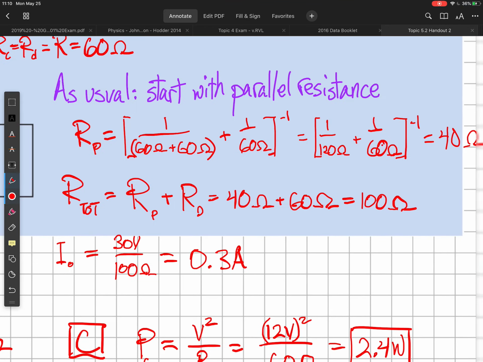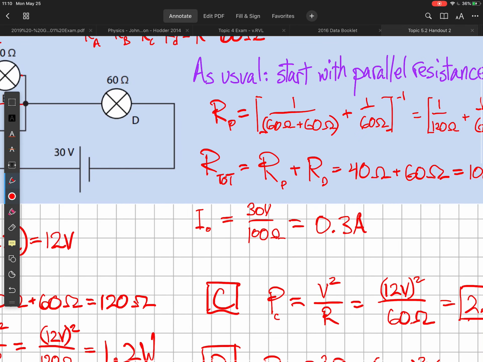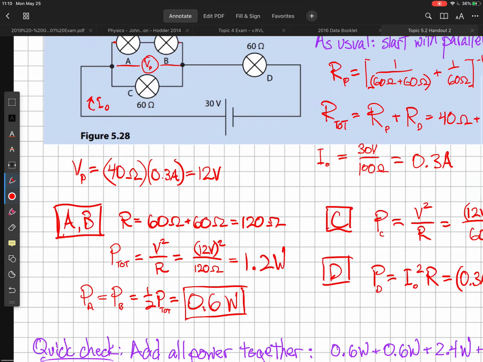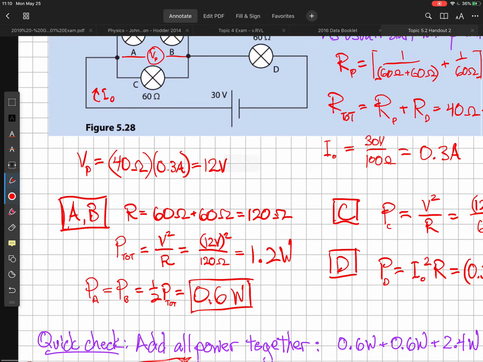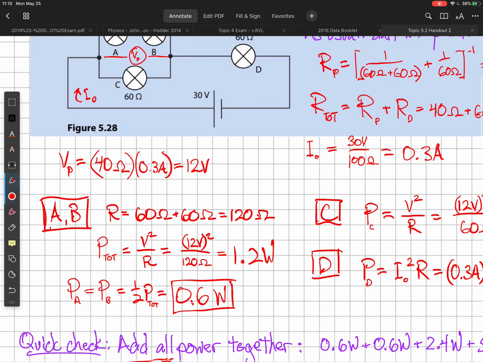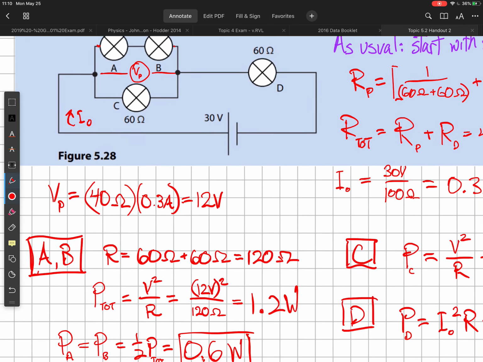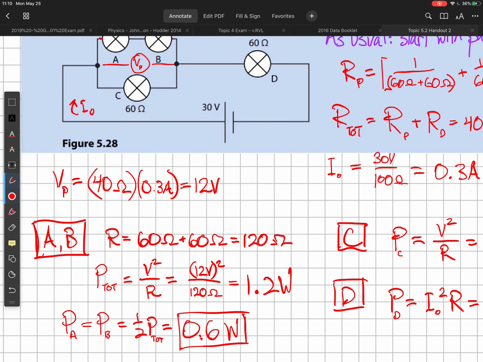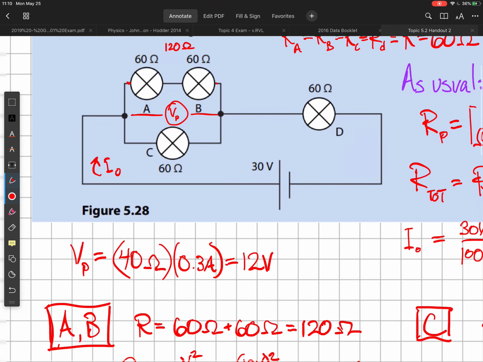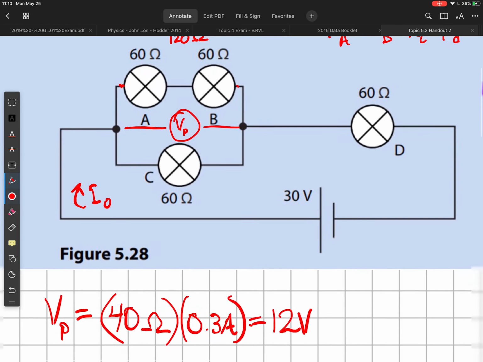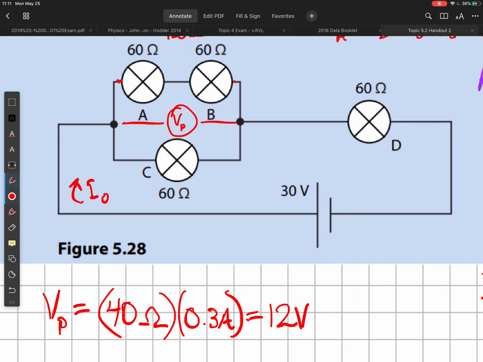Okay, so moving on. We need to find the power through each lamp. Okay, so we're going to start with A and B. And for A and B, what I've done here is I've calculated the voltage across these parallel components here, so V sub P.